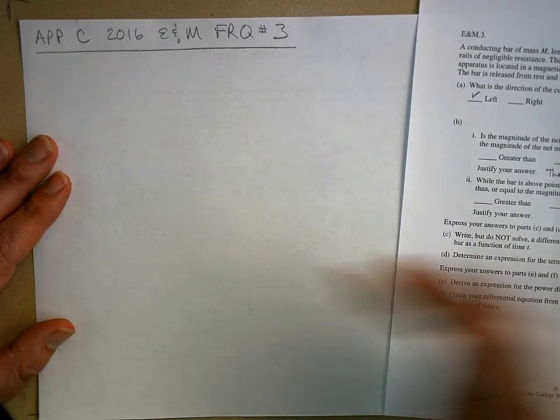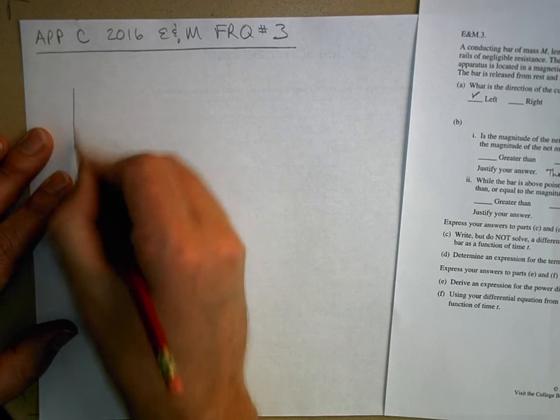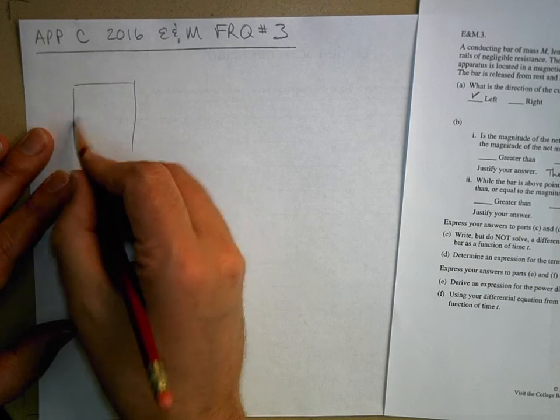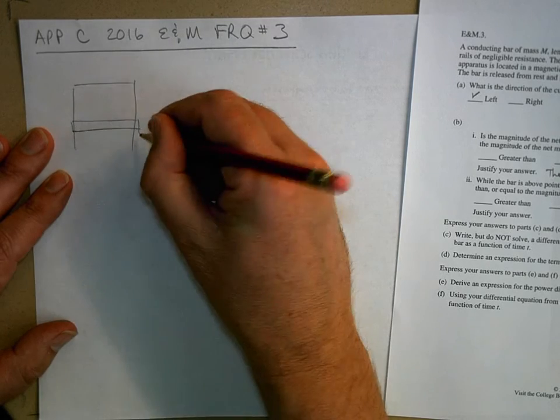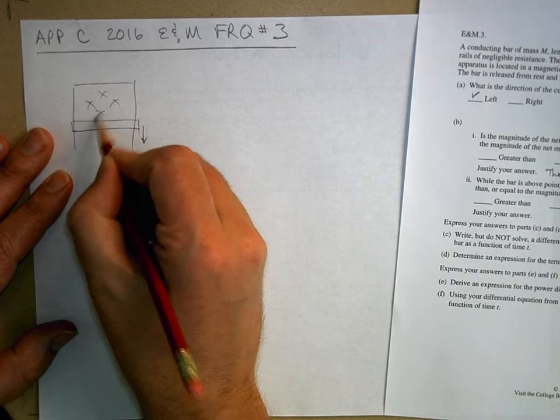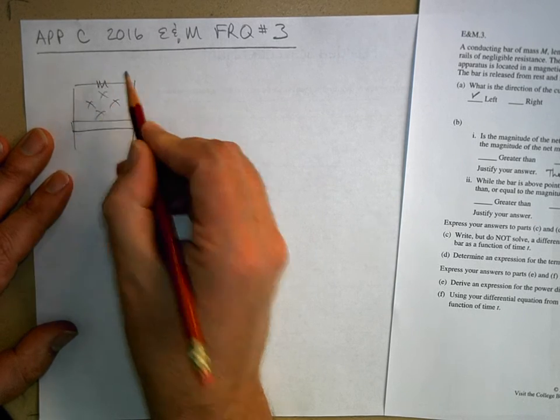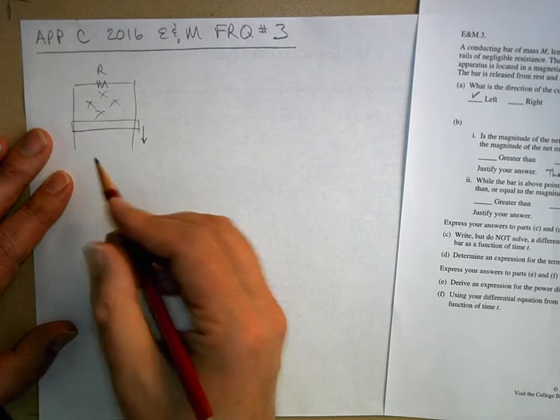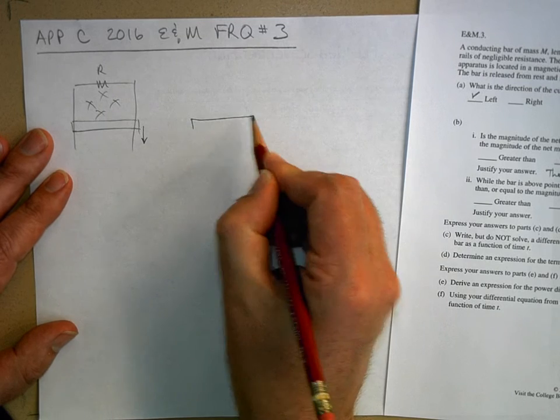Okay, well, now we've got to use a little bit of our mechanics. Let me redraw this thing like I did before. Here's the falling bar. It's got a velocity v. It's got flux inside here. We've got a resistance R, and so on. But I'm going to draw a free body diagram of this guy.